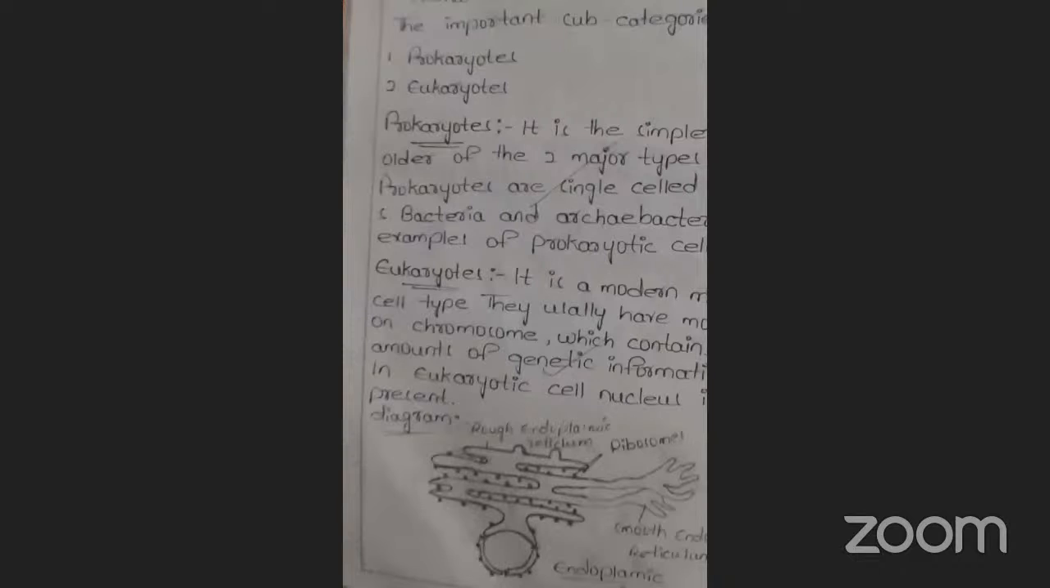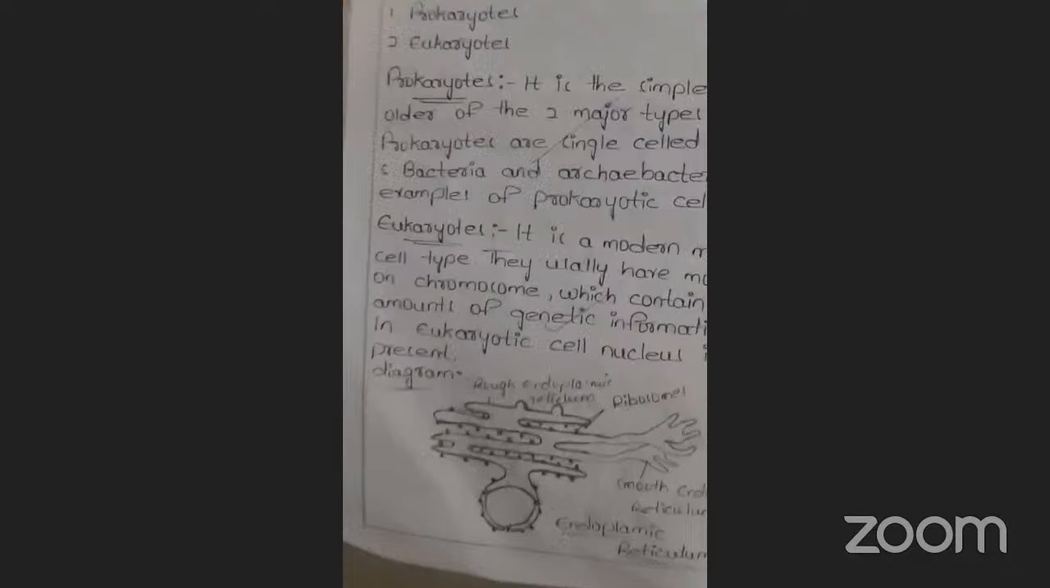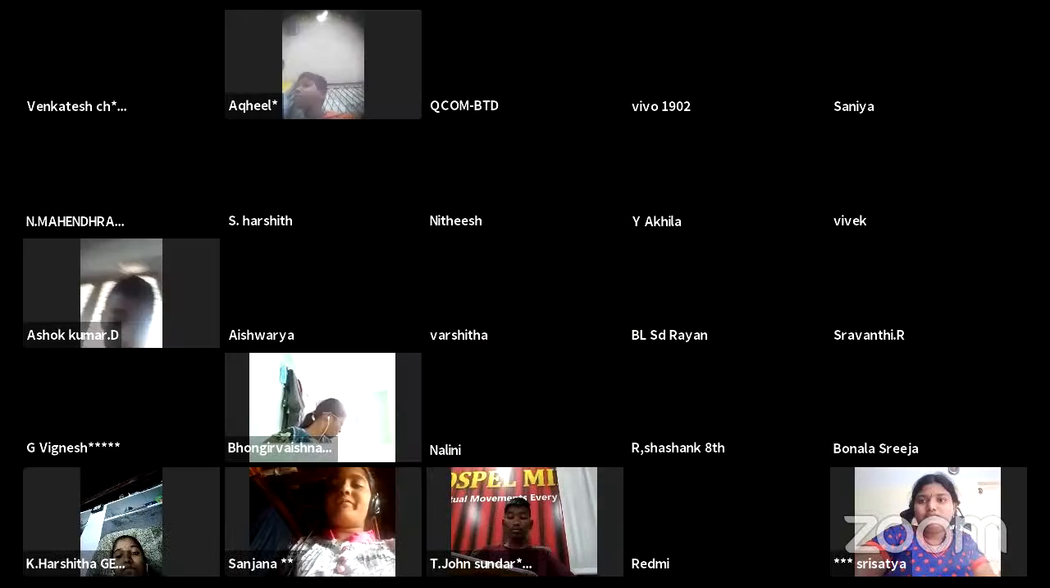Now coming to prokaryotes, you have to write about prokaryotes. It is the simpler and older of the two major types of cells. Prokaryotes are single-cell organisms, like that you have to write, and later you can go for eukaryotes and write about the eukaryotes. Later you can go for the diagrams.